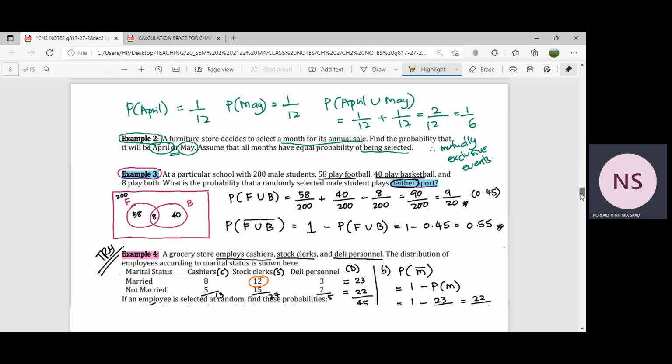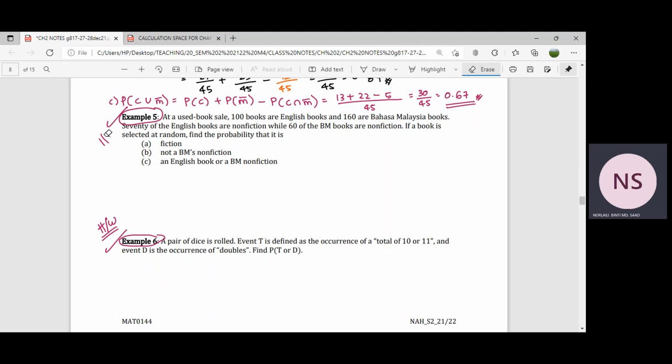This is the question from example 5. Last time we stopped here. At a used book sale, 100 books are English and 160 are BM. 70 of the English books are non-fiction, while 60 of the BM books are non-fiction. If a book is selected at random, find the probability that the book is fiction, not a BM non-fiction, and an English book or a BM non-fiction.